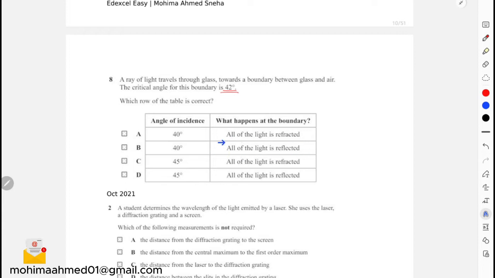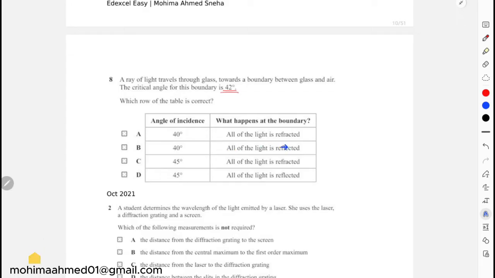So for 40 degree, all of the light is reflected. This is wrong, right? At 40 degree, not all of the light will be reflected or refracted. Partial reflection will occur, partial refraction will occur, and obviously there will be an incident ray on your diagram. And again at 40 degree, total internal reflection cannot occur.